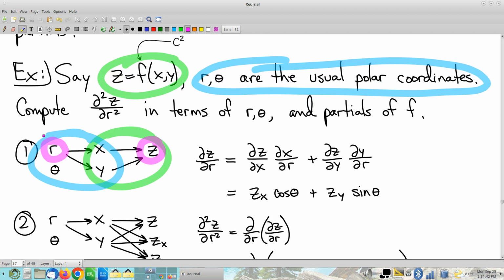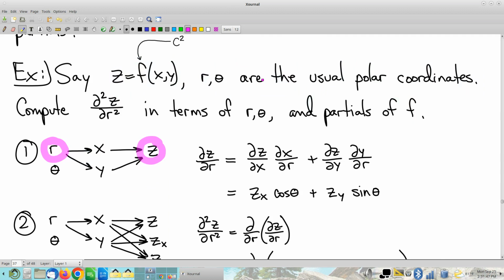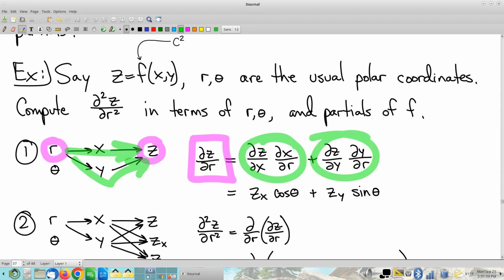Okay, so all that said, let's start with the regular, just single derivative, the partial of z with respect to r. This first part is pretty straightforward. We have two paths and therefore two terms, right? Using our usual intermediate variables trick.